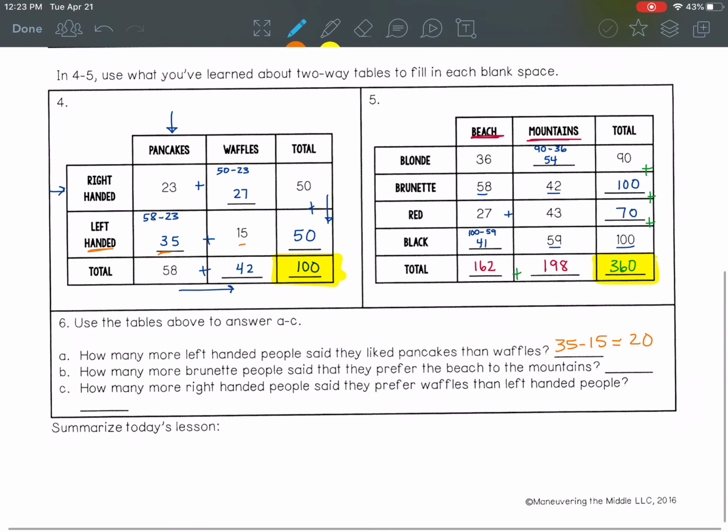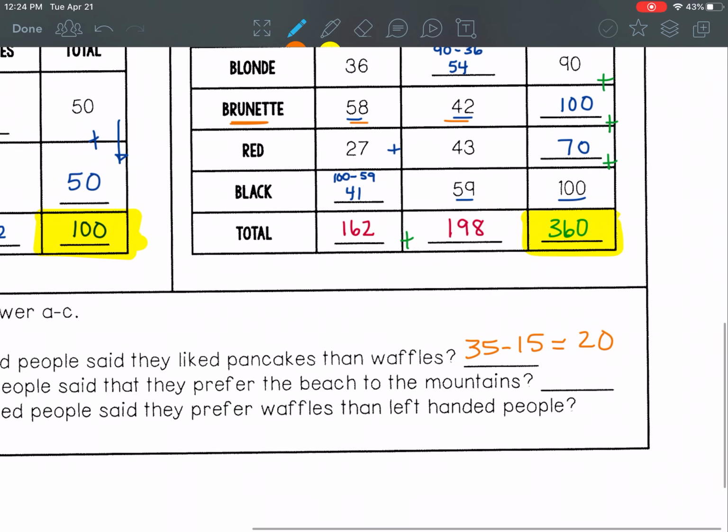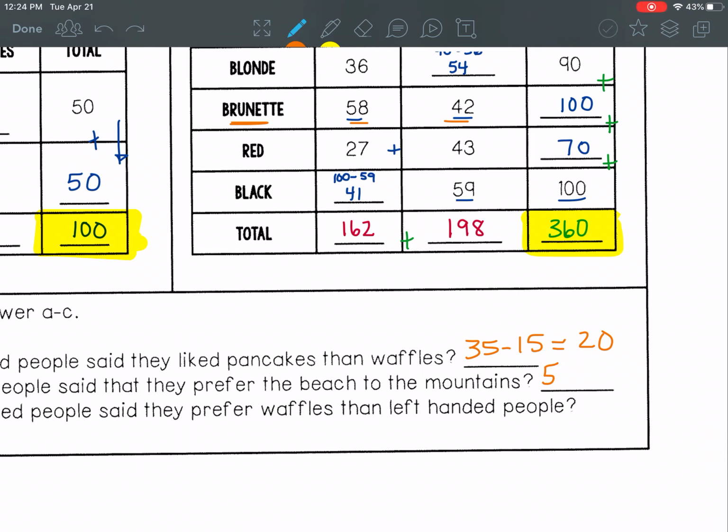All right. How many more brunette people? So brunette right here said they prefer the beach. So 58 liked the beach, 42 liked the mountains. So again, how many more? We're going to subtract them. 58 minus 42 is 16.